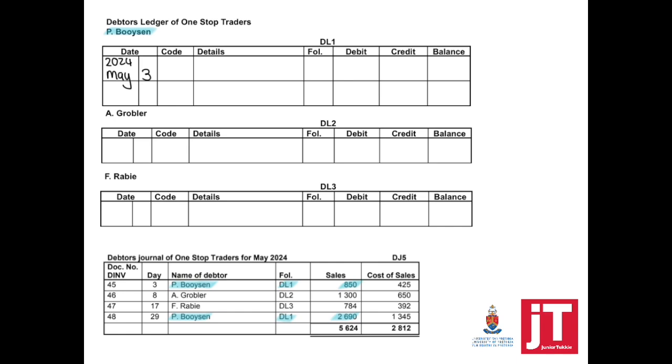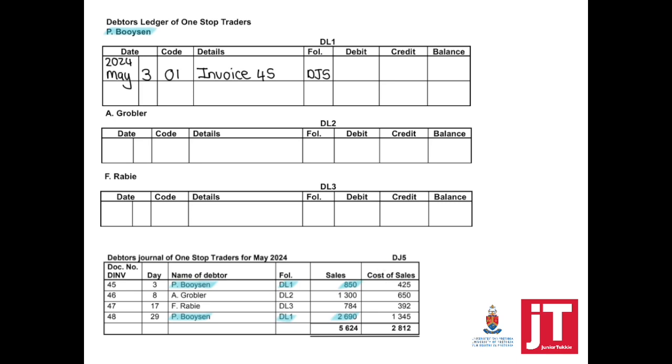Code is what you as a business assign for each transaction. When we are selling goods, we are going to number it number 1. Now, very important. This is the ledger of P. Boyson, so we can't write P. Boyson under details. When we talk about details, we talk about the source document as evidence of this transaction that took place. And that would be invoice number 45. Which journal did we get the information from? From the debtors journal number 5.